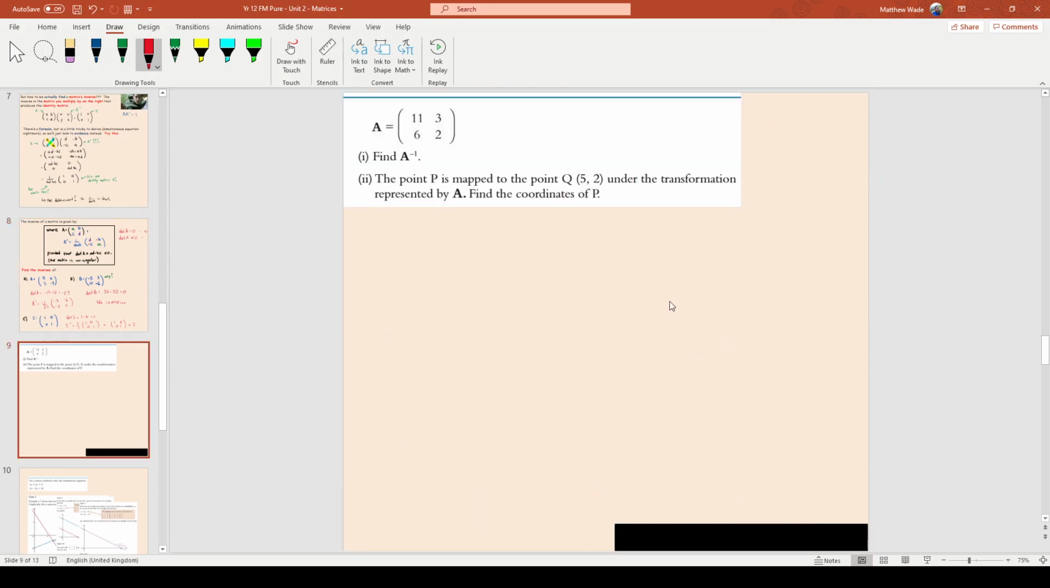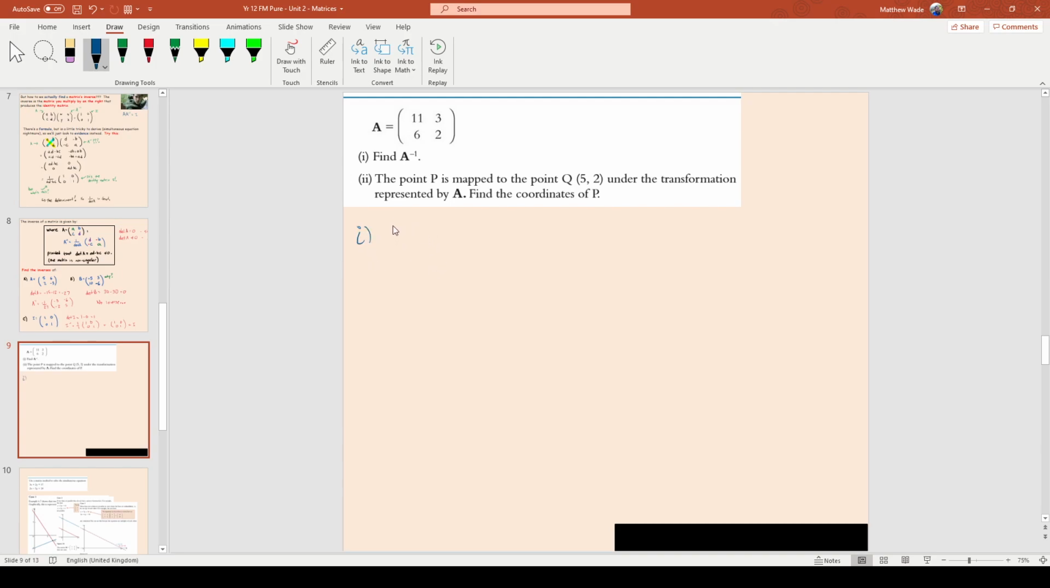Okay, next one. Final one for the lesson. Let's check this bad boy out. It says that A is 11, 362, and it wants us to find A inverse, if it exists, which it might do. Okay, so let's do it. Let's find the A inverse. Well, what's the first step then, my buddies?